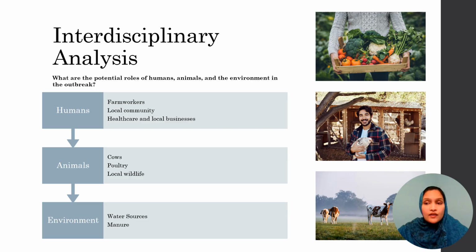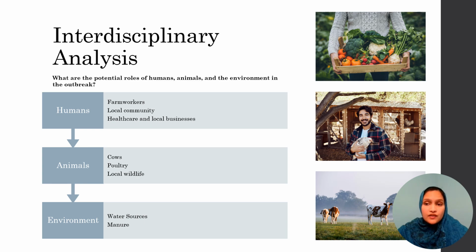In addition, we have healthcare and food handlers within local businesses. Improper food handling and poor infection control in healthcare settings can lead to secondary transmission, perpetuating the spread of salmonella. Next, we look at animals. Within animals, we have our dairy cows. So infected calves suffering from mastitis likely served as a primary source of salmonella contamination in raw milk.